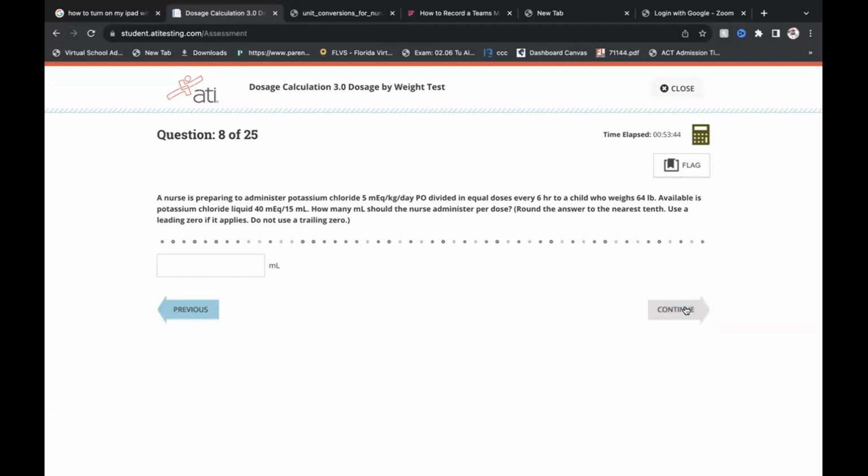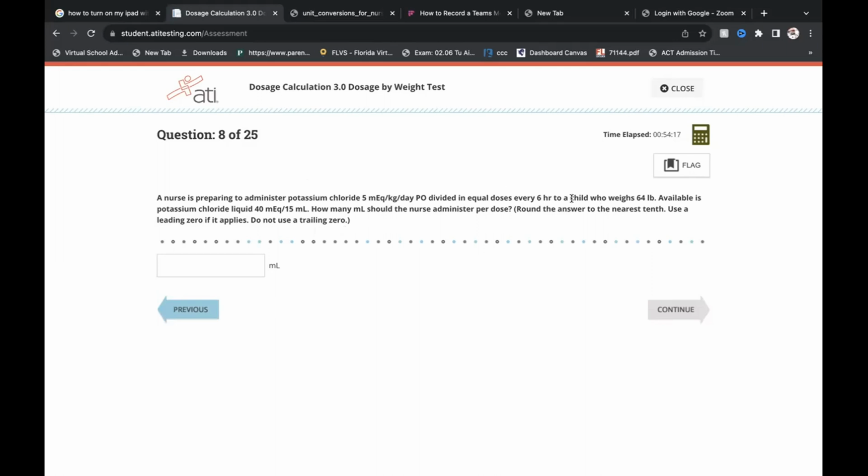All right, let's do this one. A nurse is preparing to administer potassium chloride 5 MEq per kilogram per day PO divided in equal doses every 6 hours to a child who weighs 64 pounds. Available is potassium chloride liquid 40 MEq per 15 milliliters. How many milliliters should the nurse administer per dose? Round the answer to the nearest tenth. Use a leading zero if it applies. Do not use a trailing zero.